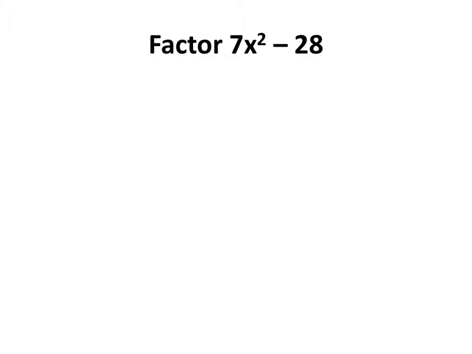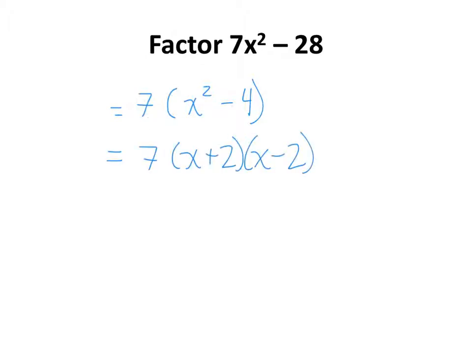This example involves 7x squared. That's not a perfect square, but it is a factor of 28. So in this case, we're going to pull out a monomial factor first, a very simple factor of 7. What's left over is a difference of squares, and we can factor that piece. And we notice that the 7 that we factored out is still part of our factored form in our final answer.